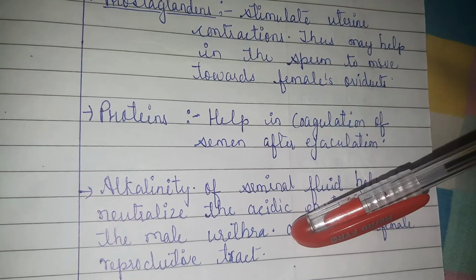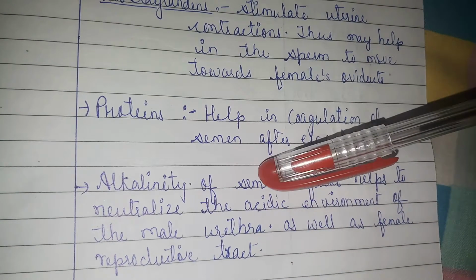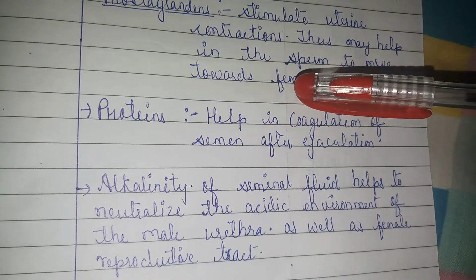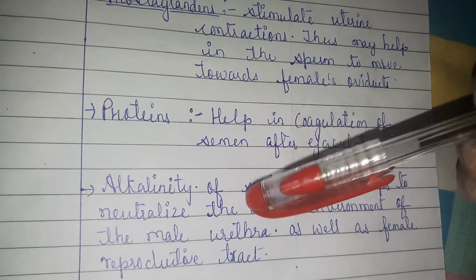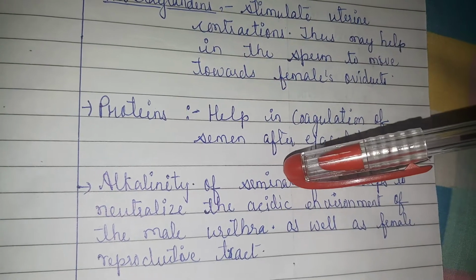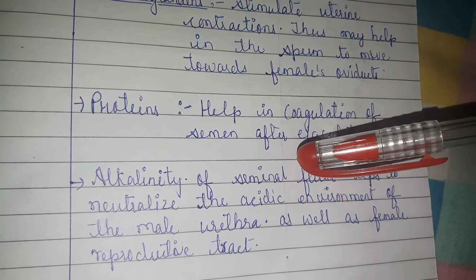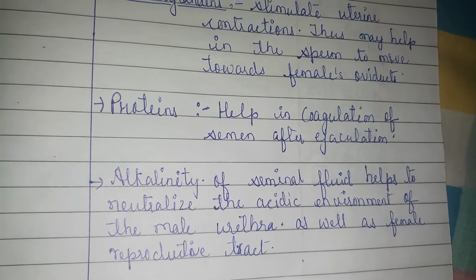And again, the female urethra is also a common passage for urine, and there is a tract which receives the semen. So just to neutralize both pathways, so that the sperm would not get harmed, this alkaline secretion is needed.